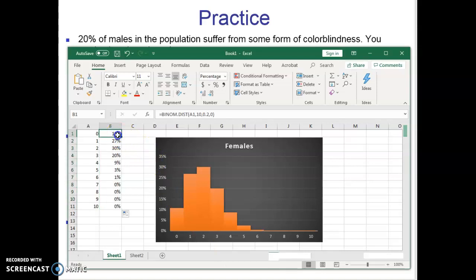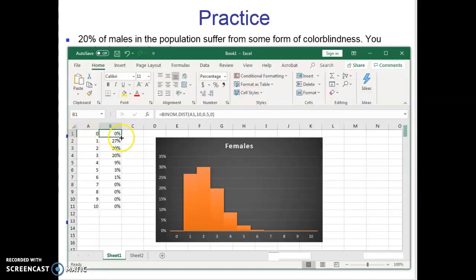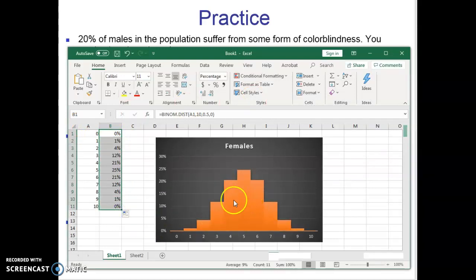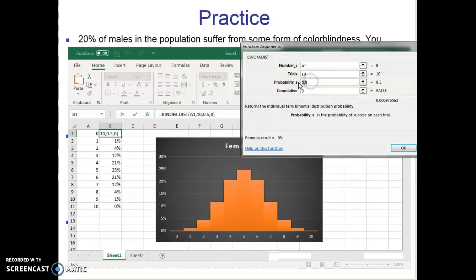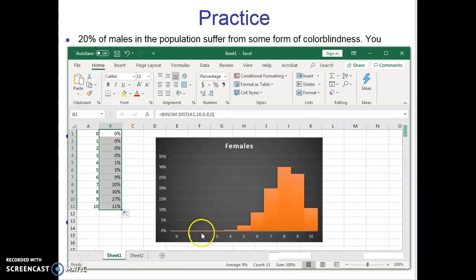But if I change this to, let's say, 50%, then it moves to be symmetrical, which means I have an equal probability of low numbers or high numbers. And then finally, if I change this to 80%, it becomes left skewed, which means very low likelihood of getting few females and high likelihood of getting a lot of females because the probability is 80%. So again, you see the same pattern as we did with the prior data.